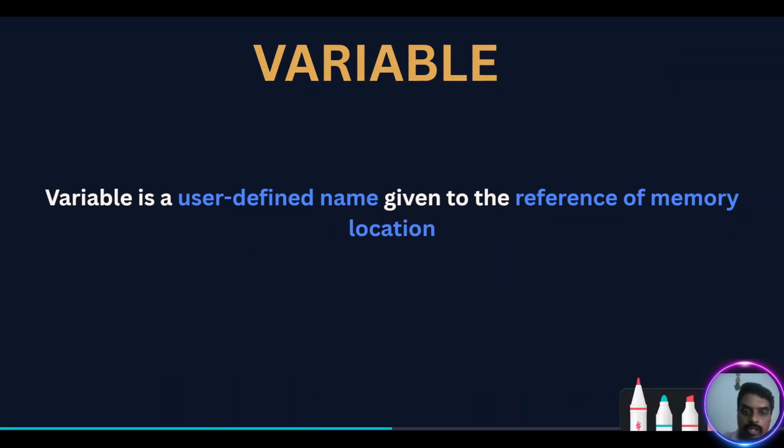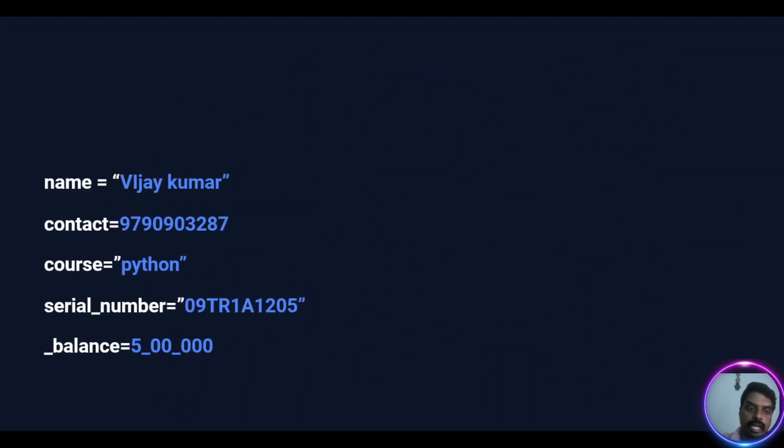Just follow this syntax. Your variable name, what you want to give as the reference, then use the assignment operator, and then you give the value. That's it. This is how you can store values in memory in the Python programming language.